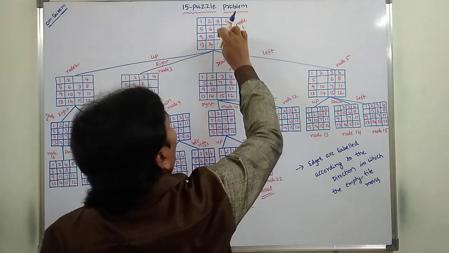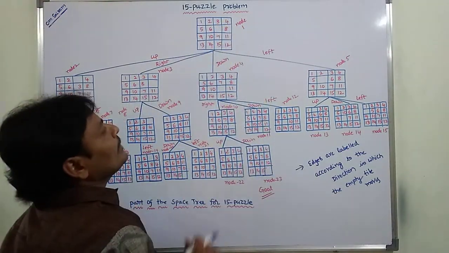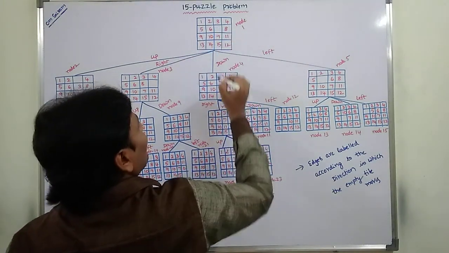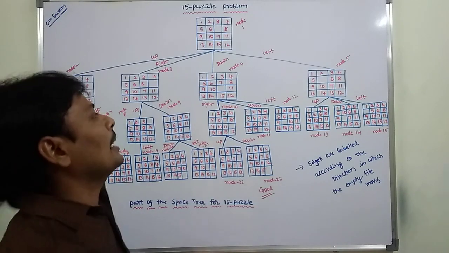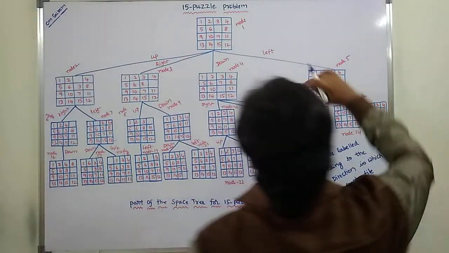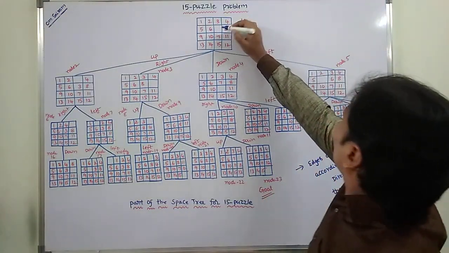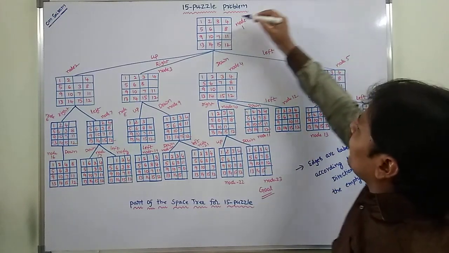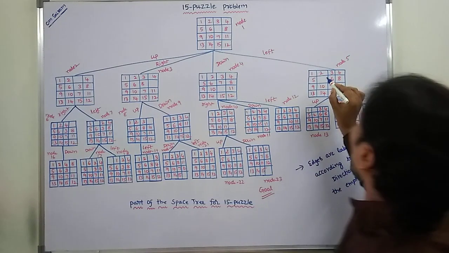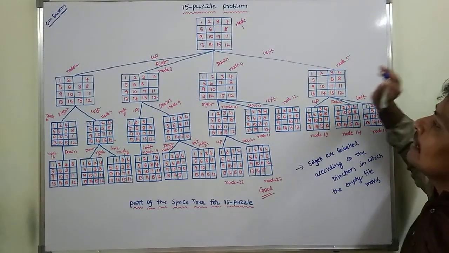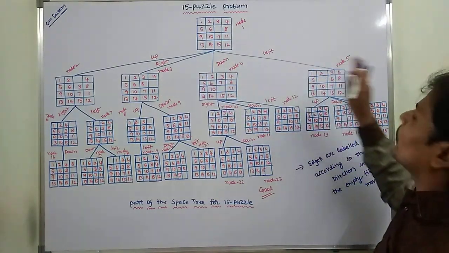Next one, the empty slot can be moved to down direction. So the empty slot can be moved to this position, 7 can be moved to this position. The remaining all are same. Next, the empty slot can be moved to left direction. So then 6 comes to this place, the empty tile can be moved to this place. So we get node 2, node 3, node 4, node 5.